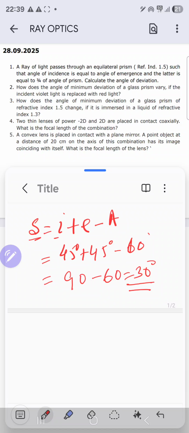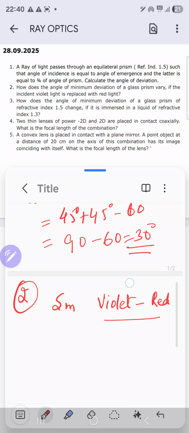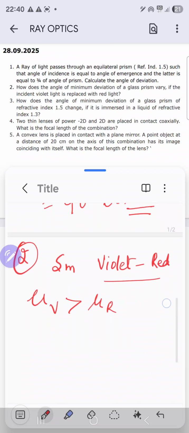Now question number 2, how does the angle of minimum deviation of a glass prism vary? We need to find out the angle of minimum deviation of the glass prism. How does it vary if incident violet light is replaced by red light? So we have to find out what would be the effect on the angle of minimum deviation. Now we know that the refractive index of violet is more than the refractive index of red color.